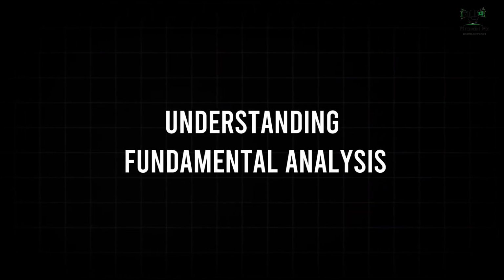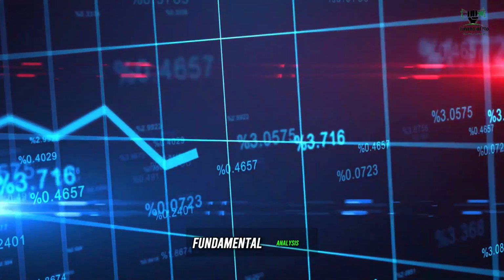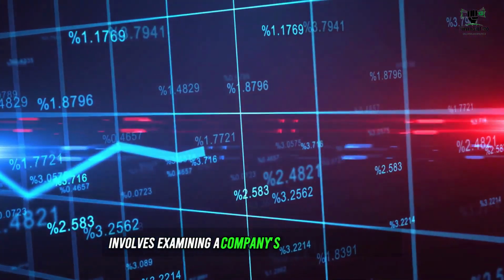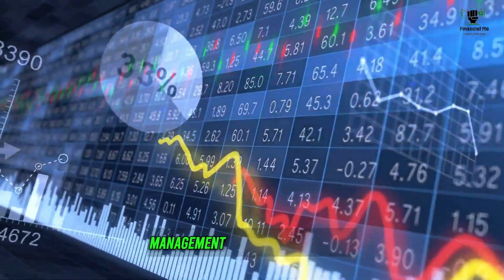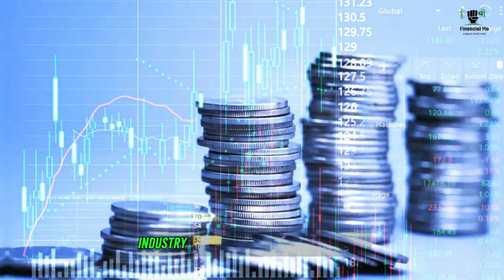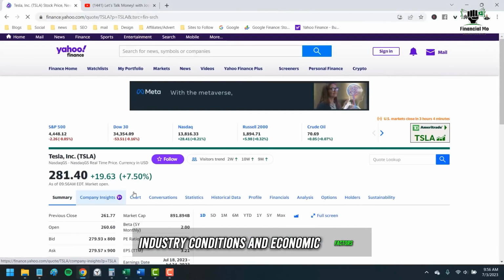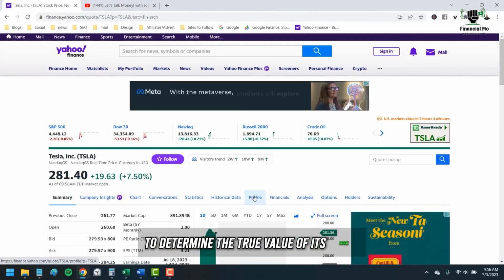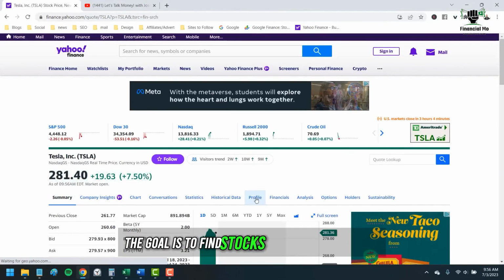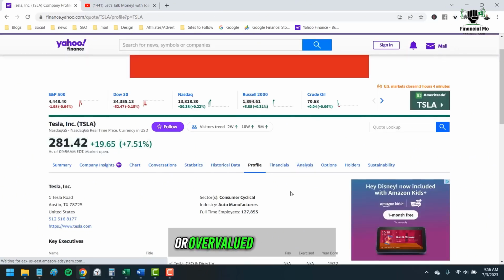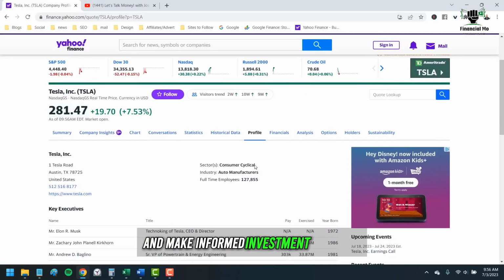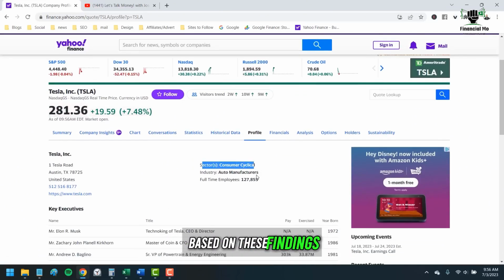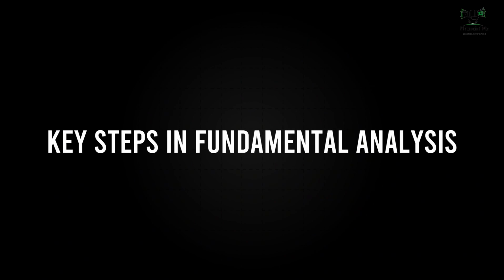Understanding fundamental analysis. Fundamental analysis involves examining a company's financial statements, management, competitive advantages, industry conditions, and economic factors to determine the true value of its stock. The goal is to find stocks that are undervalued or overvalued by the market and make informed investment decisions based on these findings. Key steps in fundamental analysis.